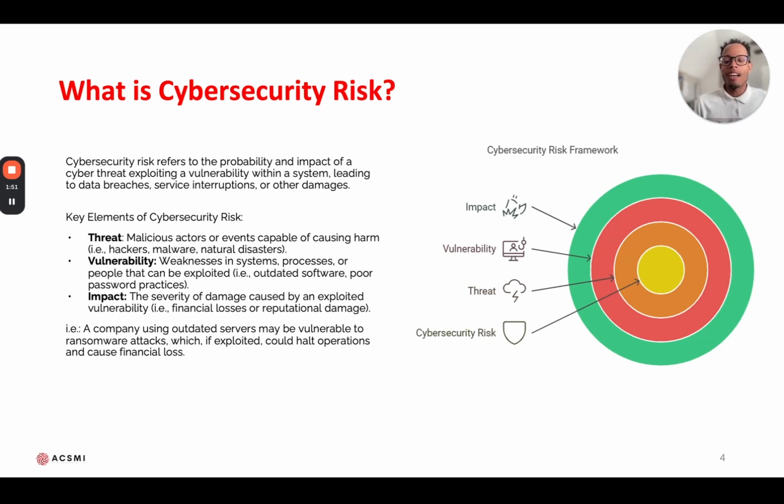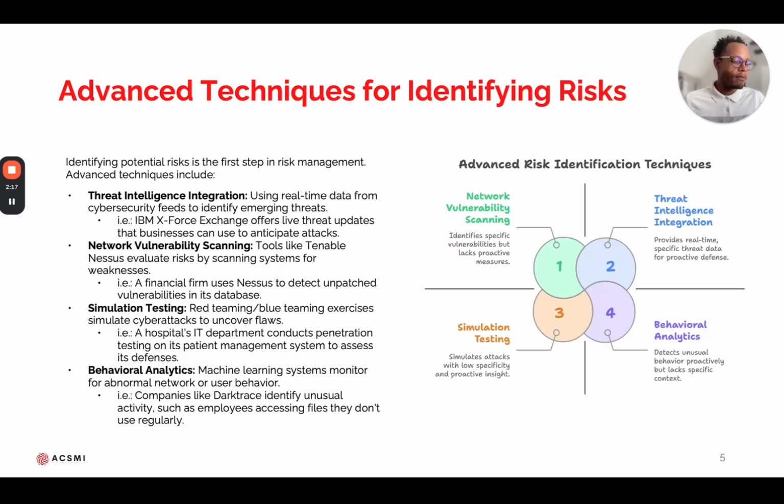Now, key elements of cyber risk, though, you're going to have your threat, your vulnerability, and your impact. All of it is going to go into understanding what risk is. A company uses outdated servers, right? Now they may be vulnerable, this is just an example, to ransomware attacks. But if exploited, it's going to absolutely halt the operation. Because why? Well, you're not going to be able to access that data anymore. That data is going to be absolutely taken over.